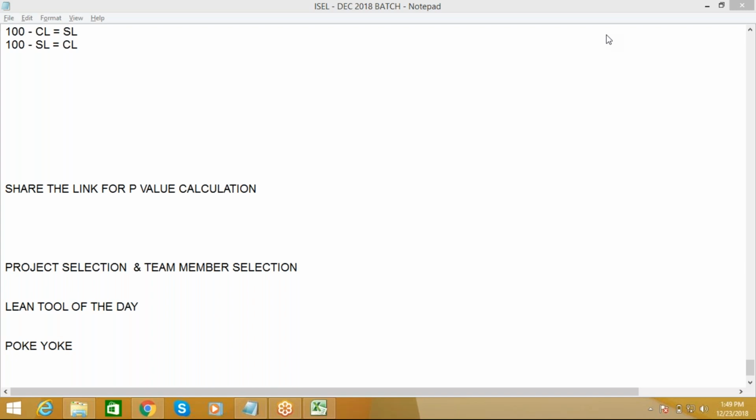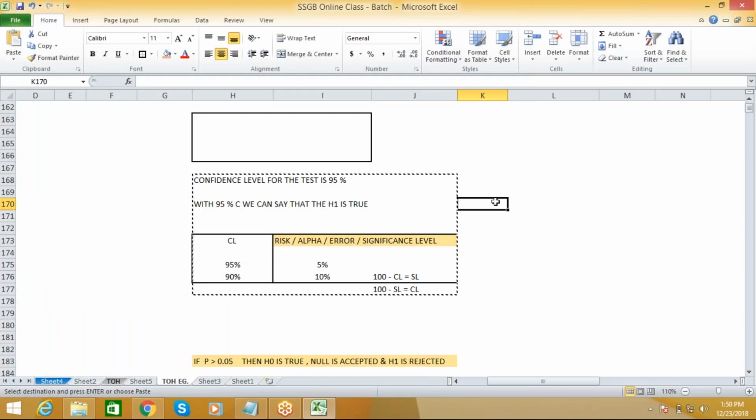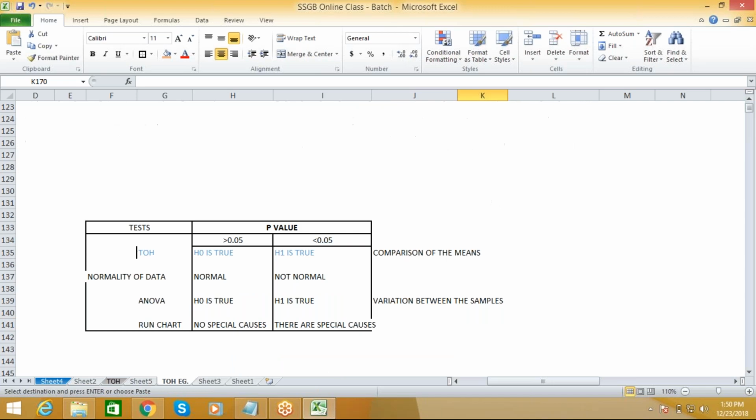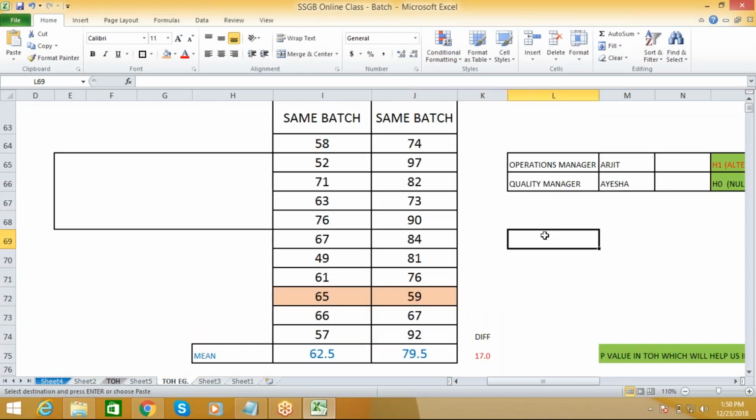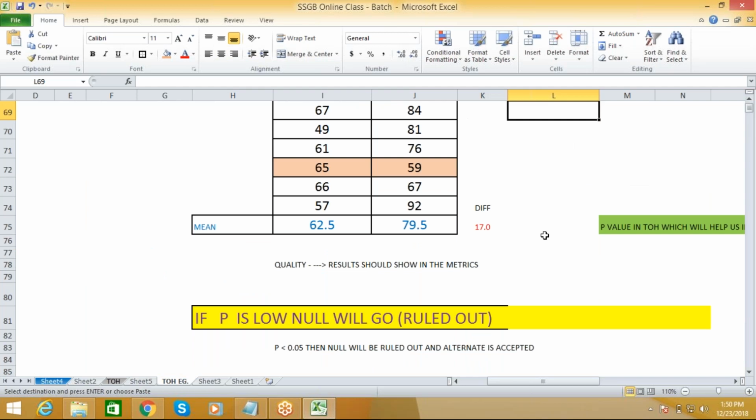And the second point is, how is this 95% confidence level the H1, the alternate? This is a good question. See, going back to the example of this particular data, in this case, our H1 was true. So I think that's where you have got confused.